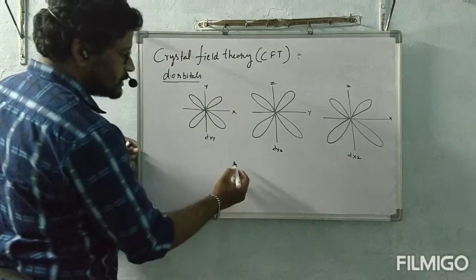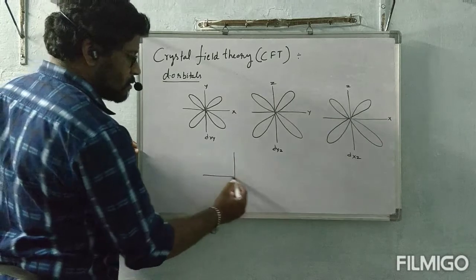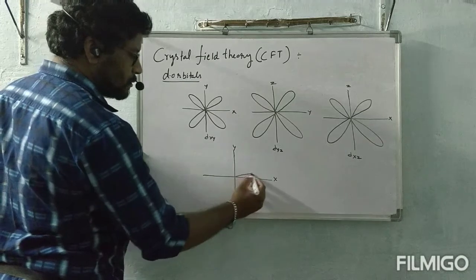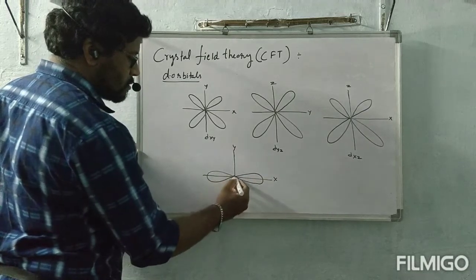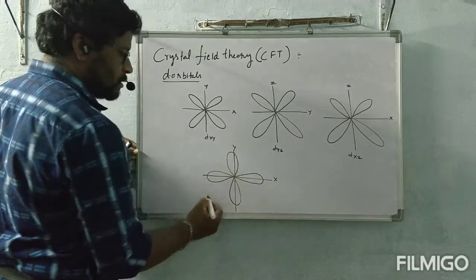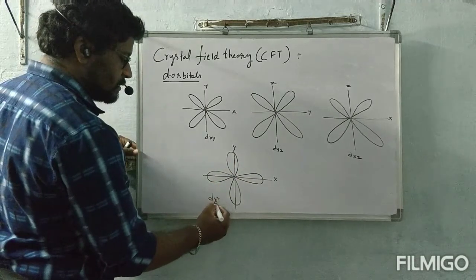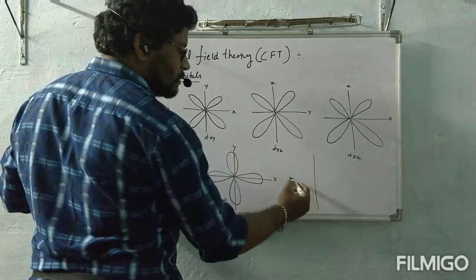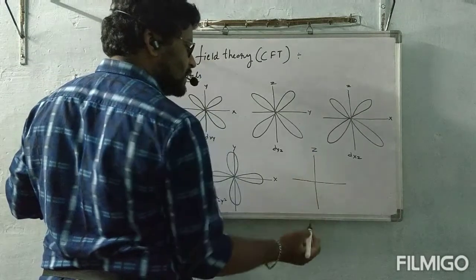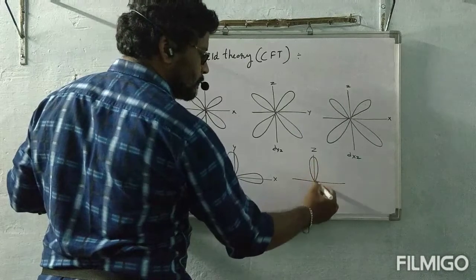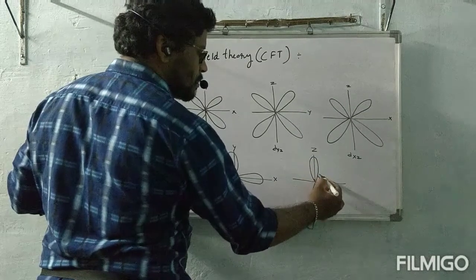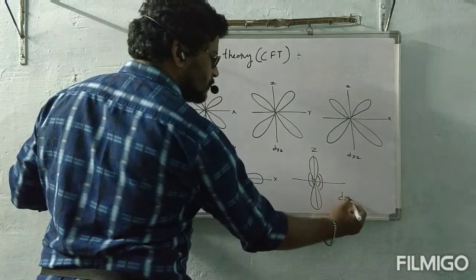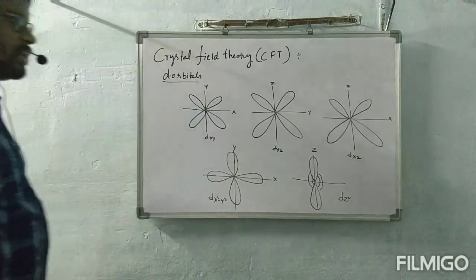Next, remaining two orbitals are: this is x-axis, this is y-axis. This is dx square y square, and next, z. This is dz square. Totally 5 d orbitals.